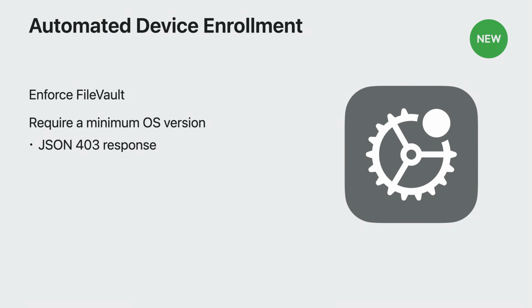The MDM will send a JSON 403 response when the device requests the enrollment profile. If the minimum operating system version is needed, the user will be guided through a process of updating their Mac. Restarts will be performed automatically. Once completed, the Mac returns to Setup Assistant and the user can finish the enrollment and setup process.